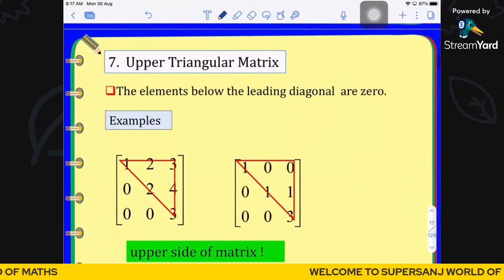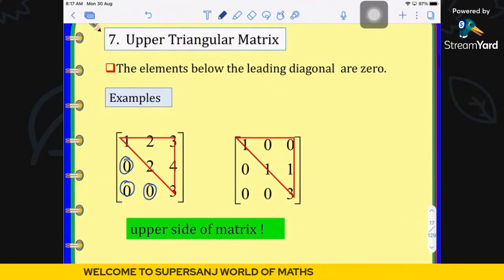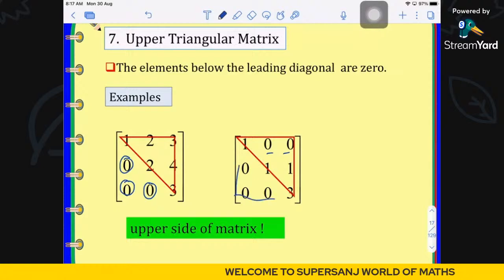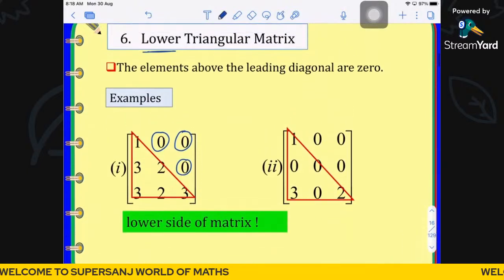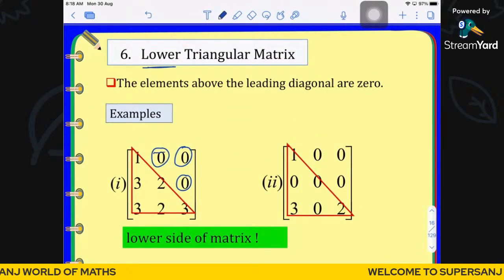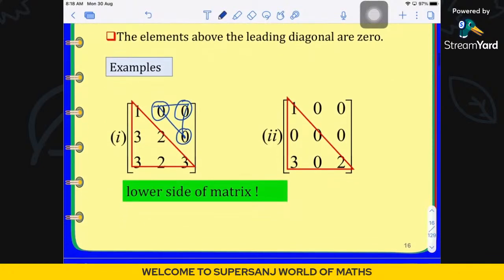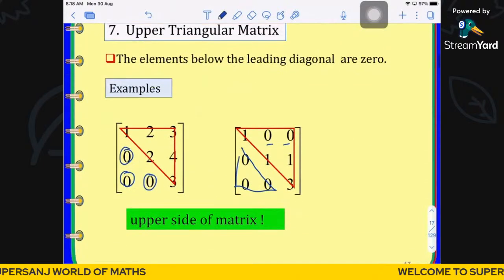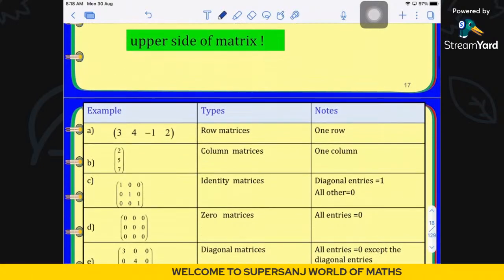Can you see that? The upper side of the matrix is a triangle. It can have elements of 0 inside the triangle. But for the upper triangular, the below must be 0, and for the lower triangular, the upper must be 0. Again, this is not that important. It's just names of matrices which you should know. Here is a summary which is already inside your slides. So please know all the names of these matrices.